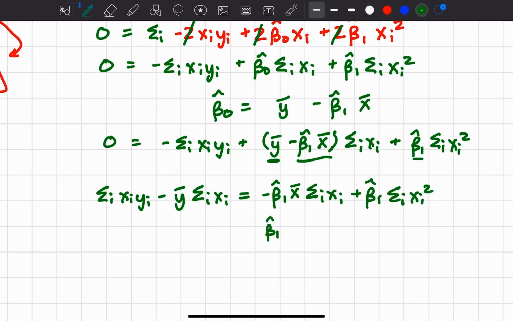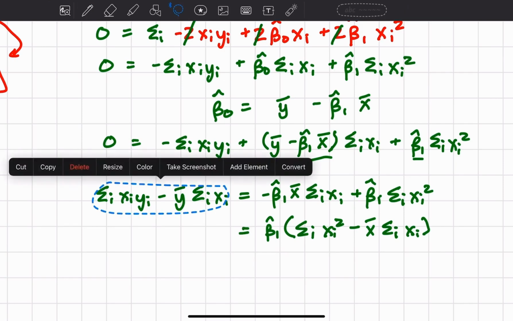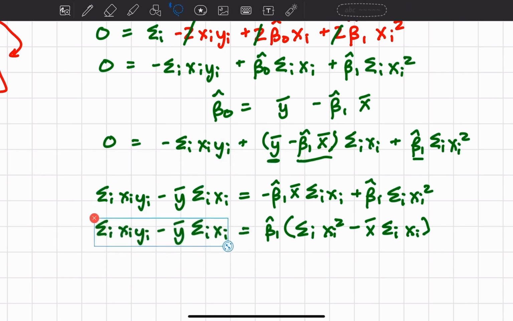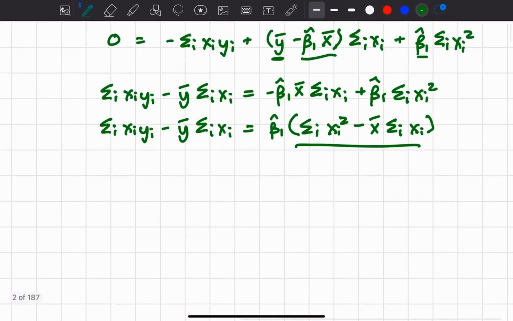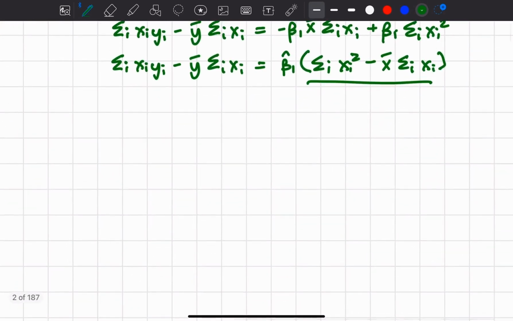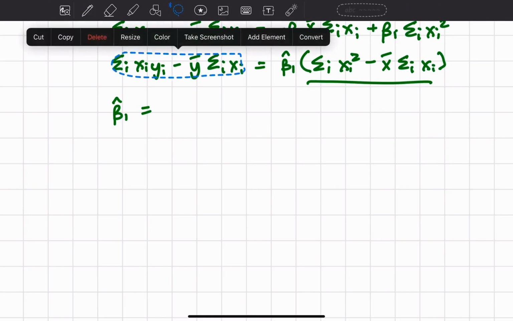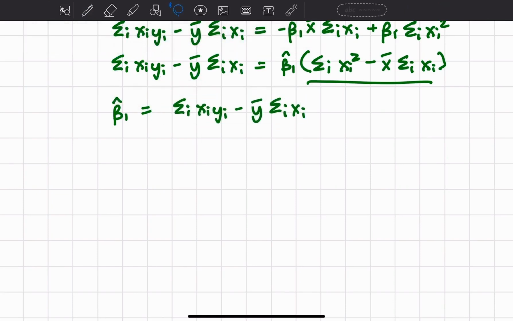Now we can say beta 1 hat. I'm going to flip these terms so I can say something minus the other thing. So sum i xi squared minus x bar sum i xi is this thing. And now I can divide both sides by what's in the parentheses here. So we can solve for beta hat 1. We're going to get beta hat 1 is this thing divided by this thing.